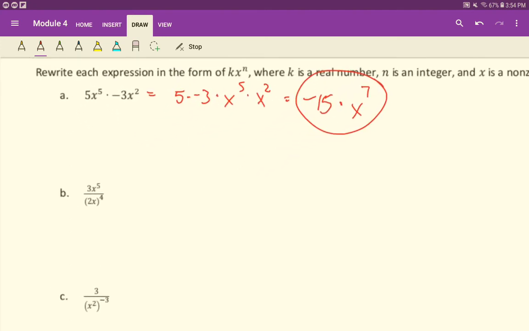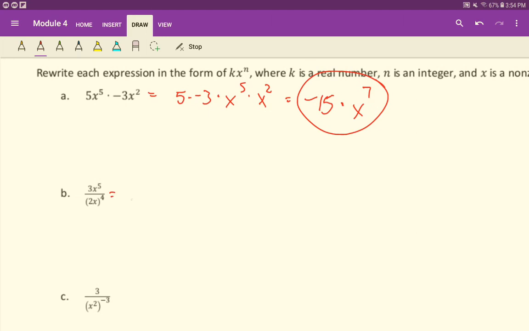Okay, let's try letter B. This one's tiny. I'm going to zoom in some more here. Okay, so there's nothing we can really do in the numerator, so we can just rewrite the numerator here. With the denominator, that fourth power you can distribute to both terms there, so it's 2 to the 4th, x to the 4th, which yields 2 to the 4th gives us 16, and x to the 4th.